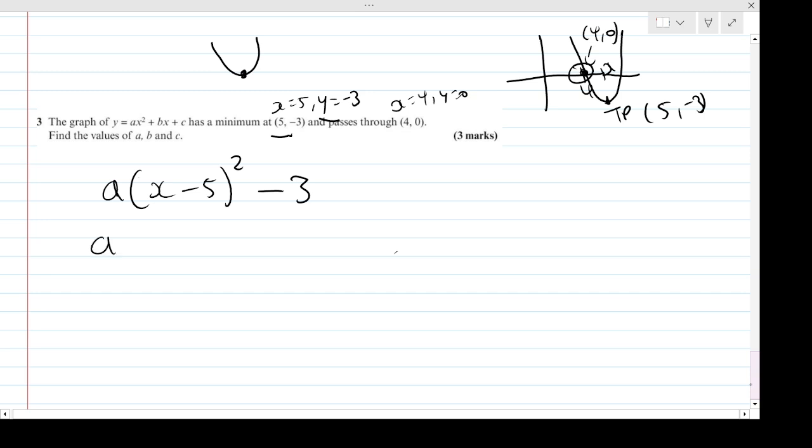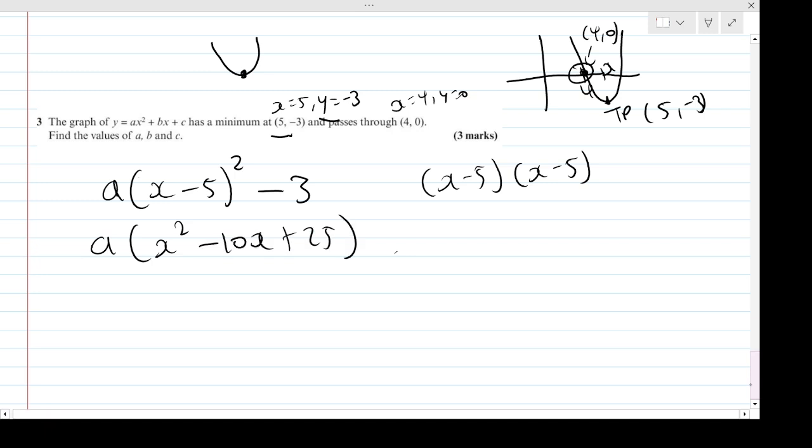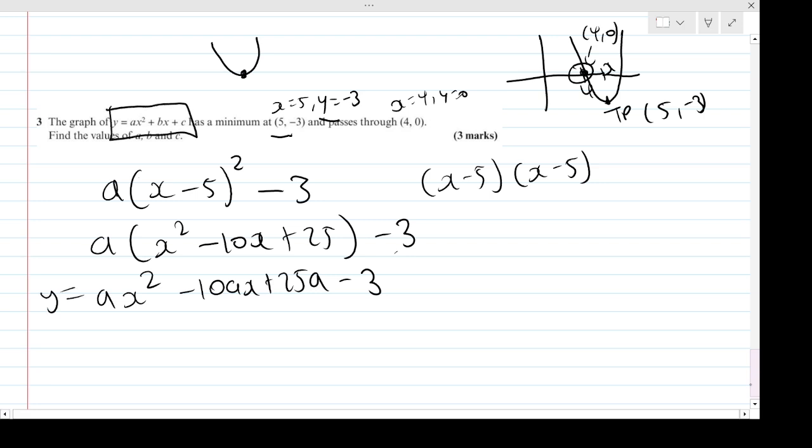So then I'm going to have a lots of x squared. Remember, x minus 5 squared is x minus 5, x minus 5. Then I could expand this bracket. So then I'm going to have x squared minus 5x minus 5x plus 25, then minus 3 at the end. Then I can times by the a, expand the bracket, get ax squared minus 10ax plus 25a minus 3. Okay, and then that's going to equal y, right? So y is going to equal this expression here, and it kind of matches.